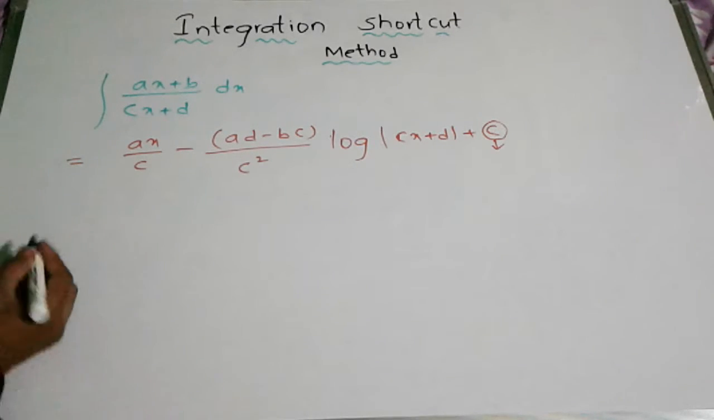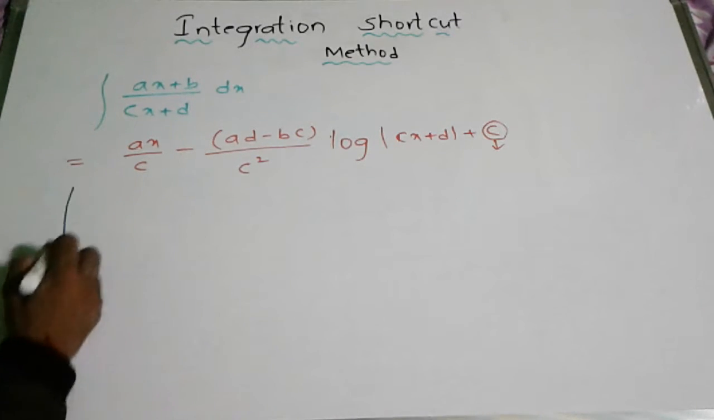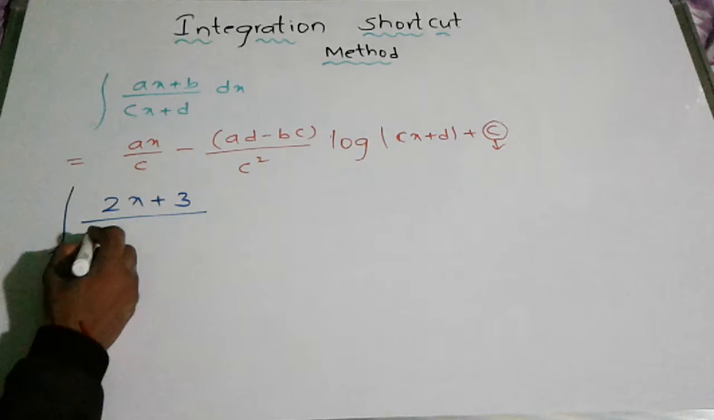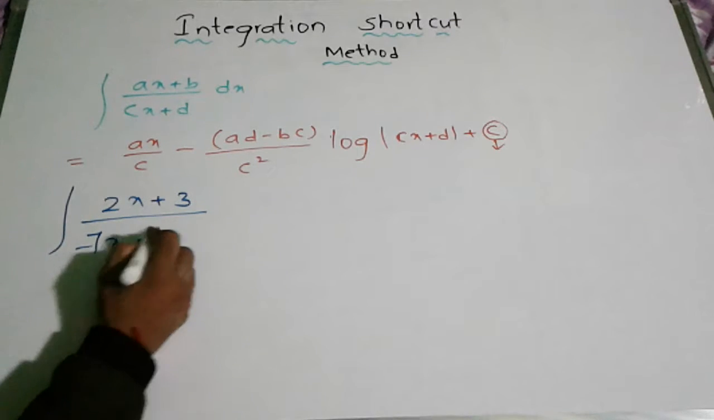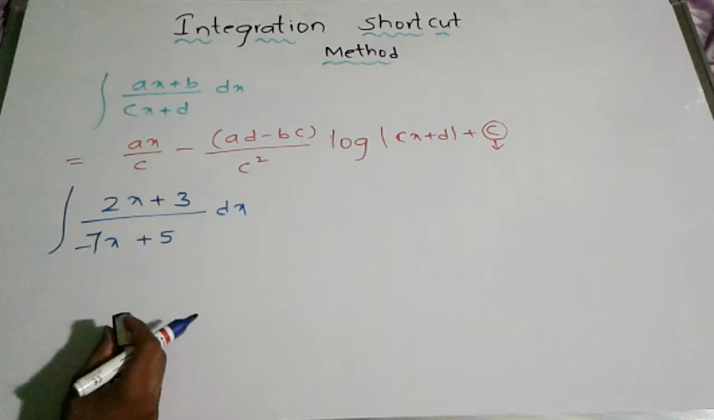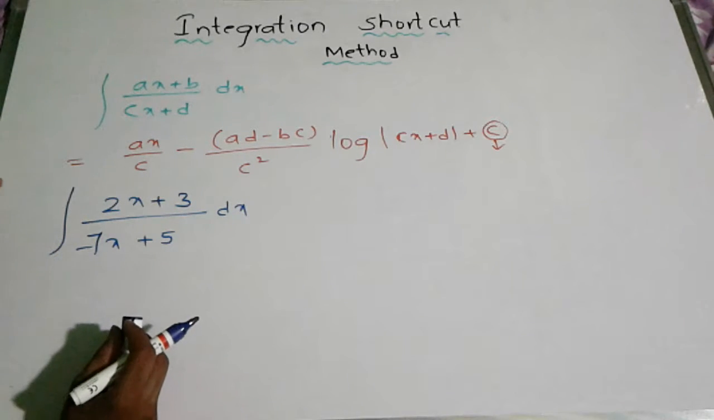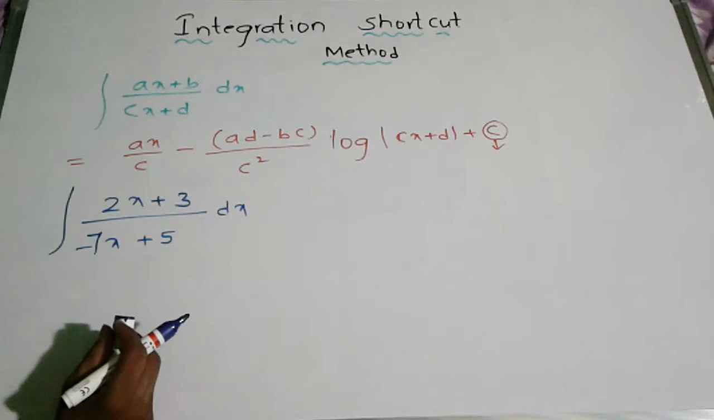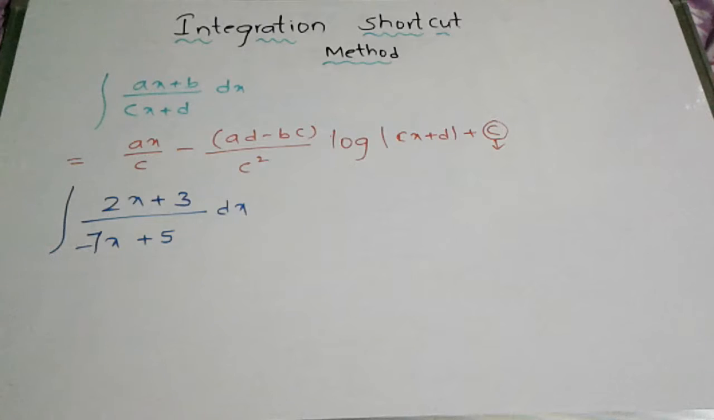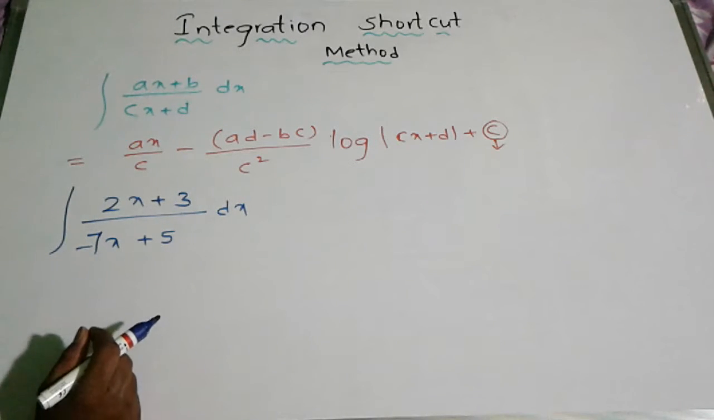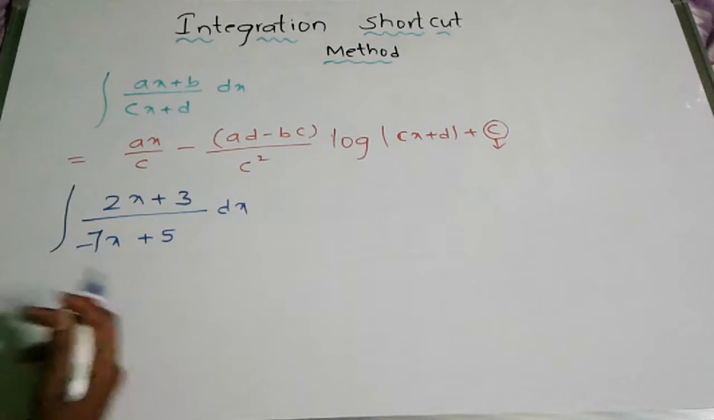Okay, I'm taking an example: the integration of (2x + 3) upon (7x + 5) dx. To calculate, first you have to compare the coefficients of x and the constant terms, so that you will get the values of a, b, c, d, and you will substitute them over here to get the final answer, right?